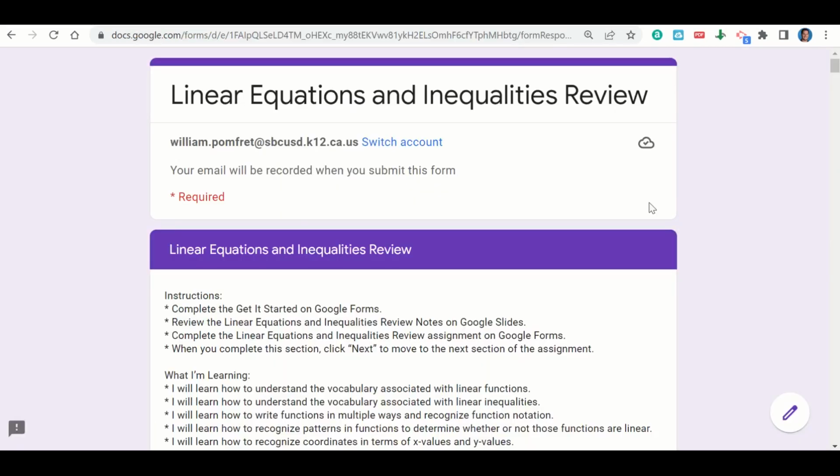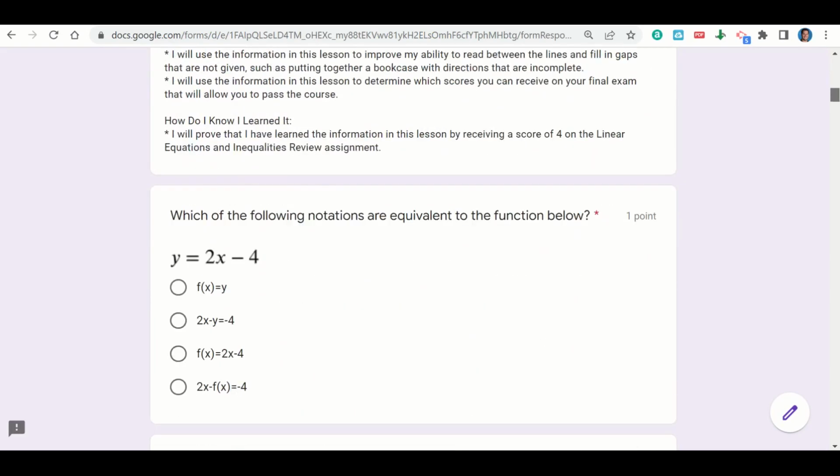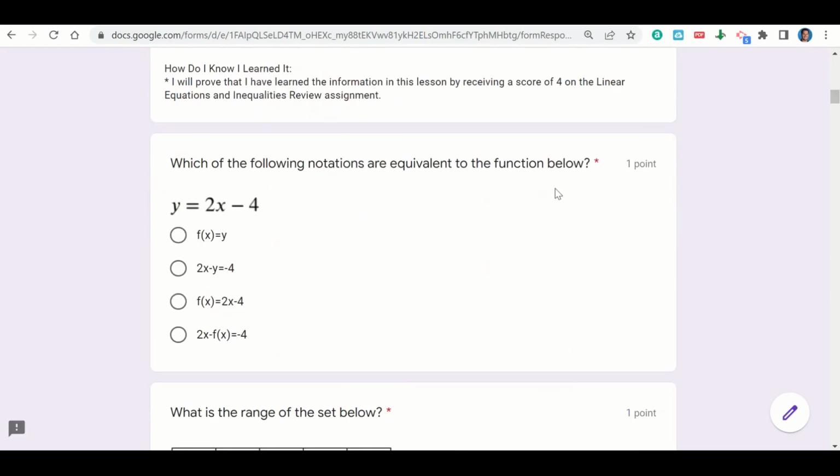Let's take a look now at the linear equations and inequalities review assignment. If you notice at the top of the page, our assignment begins with the learning goals and success criteria. If we continue to scroll down, we get to the questions. So the first question asks, which of the following notations are equivalent to the function below? It says y equals 2x minus 4.